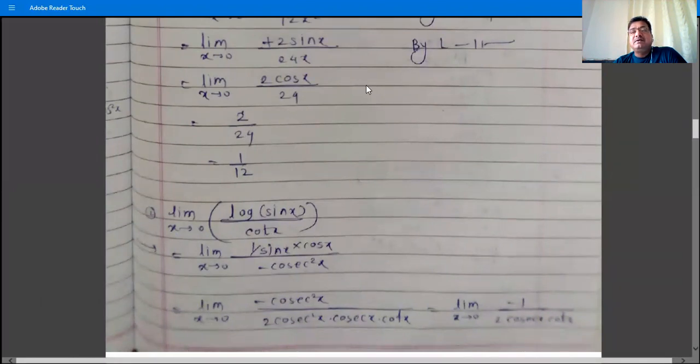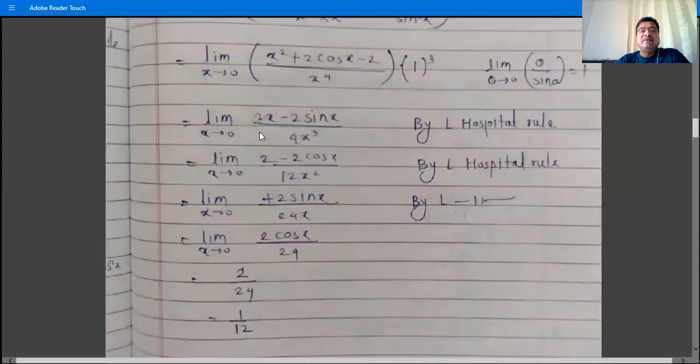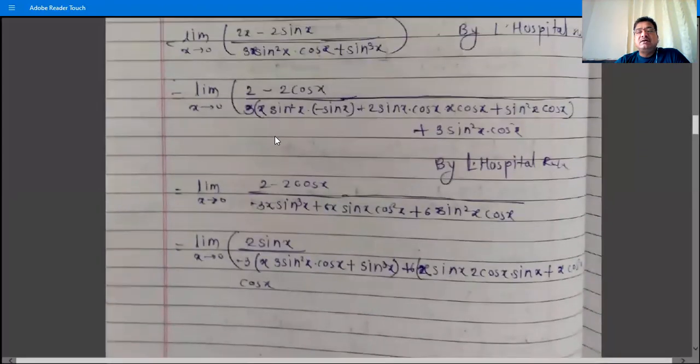So here, by L'Hospital rule, and then substitute x as 0. What we have? Cos 0 is 1. So we have the answer 2 by 24, that is 1 by 12. So this is the example.